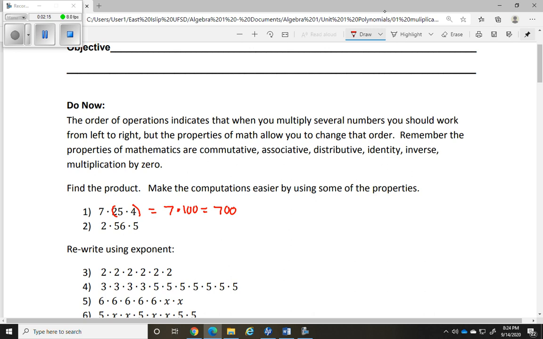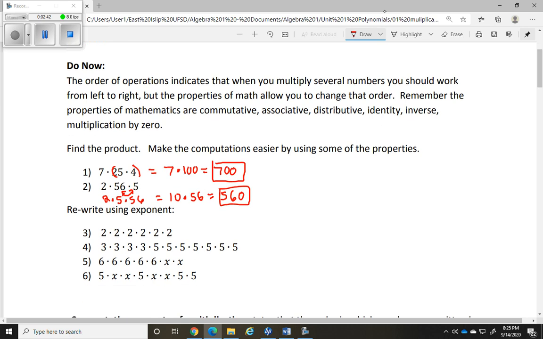Again, I want to use a property. This time I'll use a commutative property. I'm going to switch the order of this. I want to do 2 times 5 times 56. So if I go from left to right, 2 times 5 is 10. And then if I multiply it by 56, again, a very easy computation, it's 560. So we should use our properties of mathematics to help make computations easier.